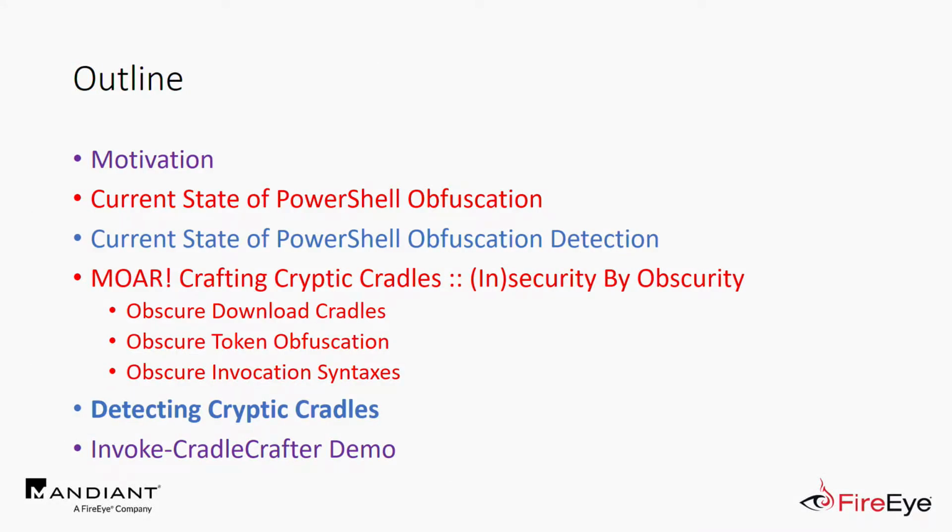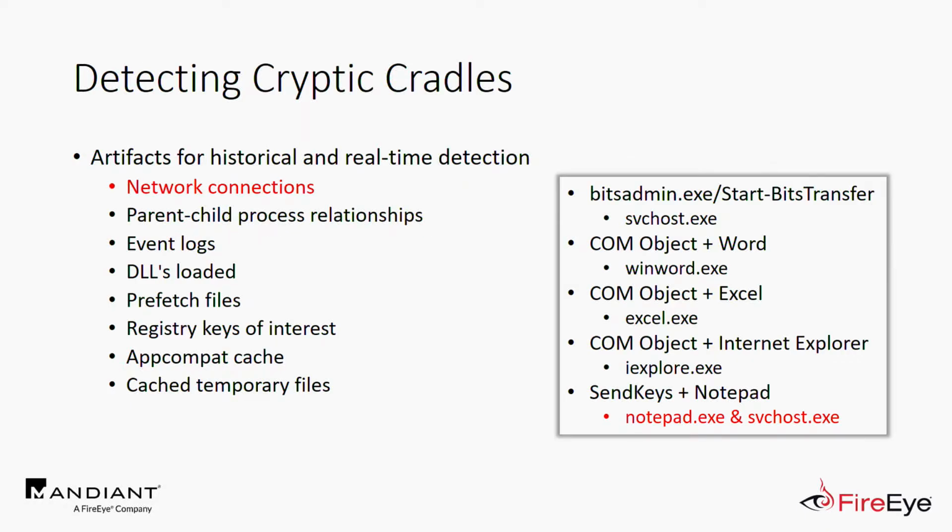So how do we detect this stuff? Well, for starters, we need to think more than just PowerShell, right? Just look for network connections in general, and a lot of these cradles are casting off network connections for other binaries to do, like bitsadmin, which uses svchost, WinWord, etc.